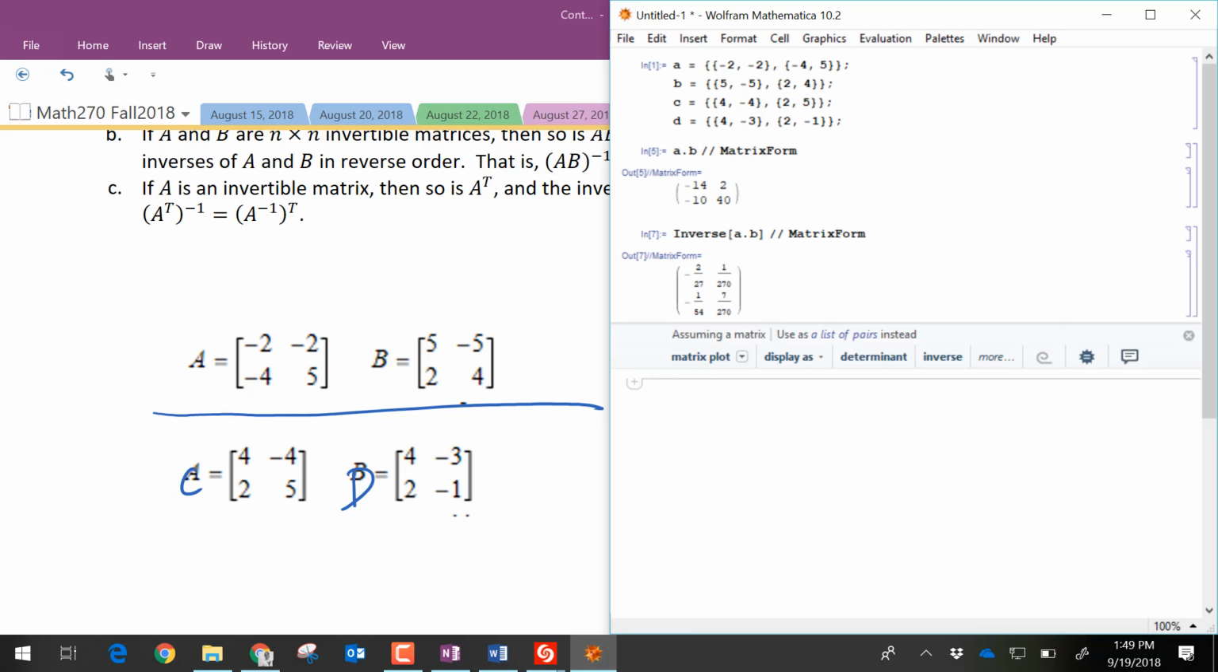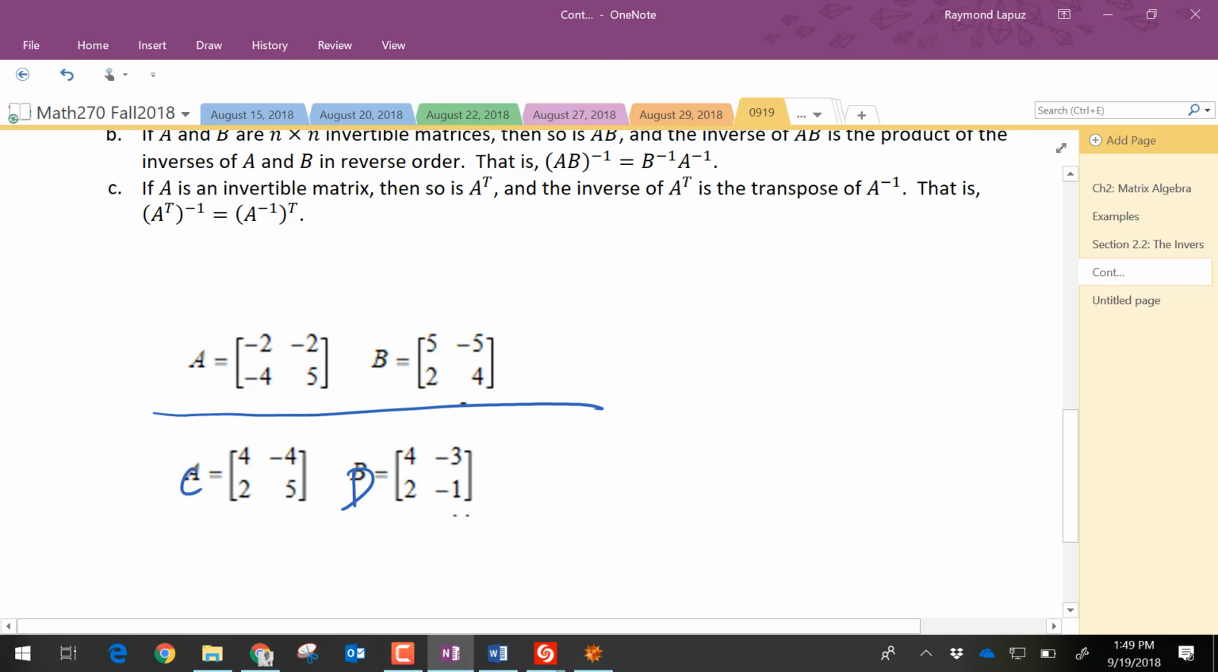All right, well, what I wanted to get at, because it probably didn't happen, is that I wanted somebody to do A times B, and then I wanted somebody to find the inverse of that, and then I wanted people to find B inverse and A inverse, and then multiply that and show that they're actually equal to each other. So Luis and Alan should have the same answer.